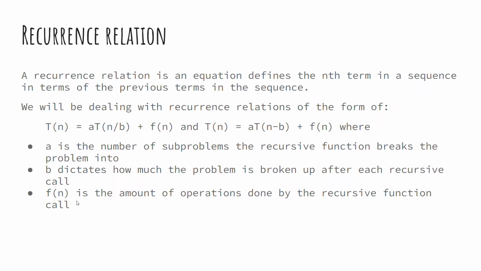And then f(n) is the amount of operations done by the recursive function call. So once you are done with the recursive part, this is sort of like, not the base case, but the part which combines the smaller subproblems to solve the bigger problem.